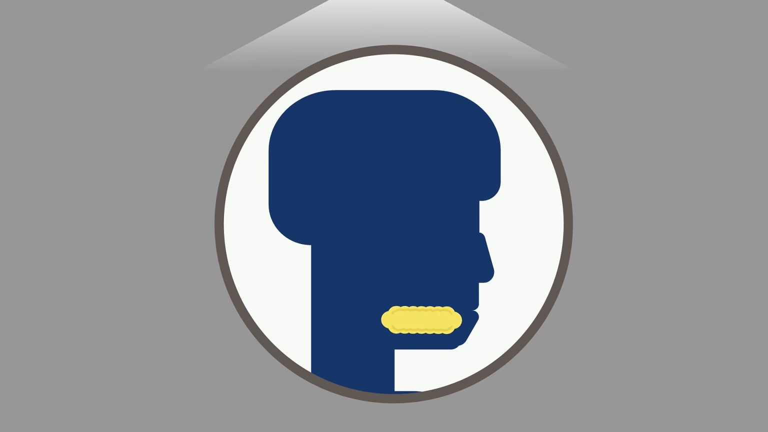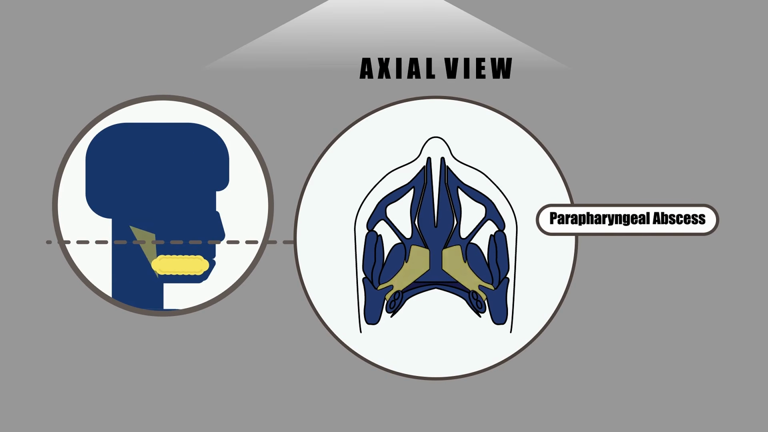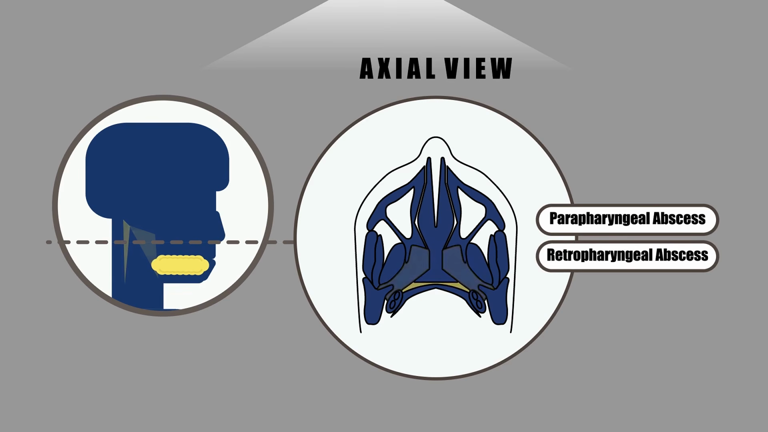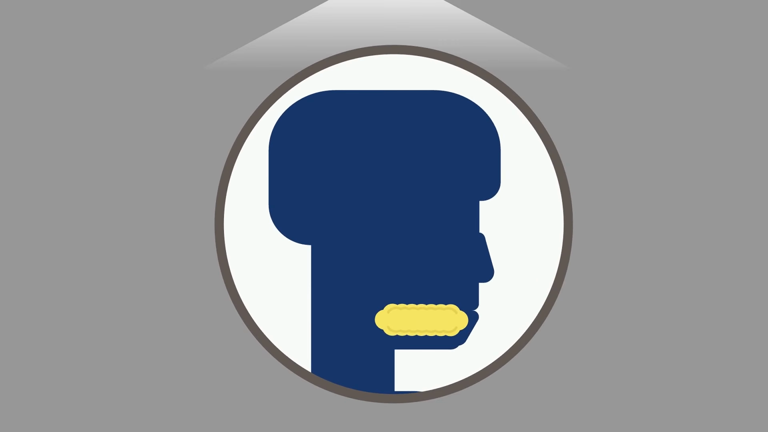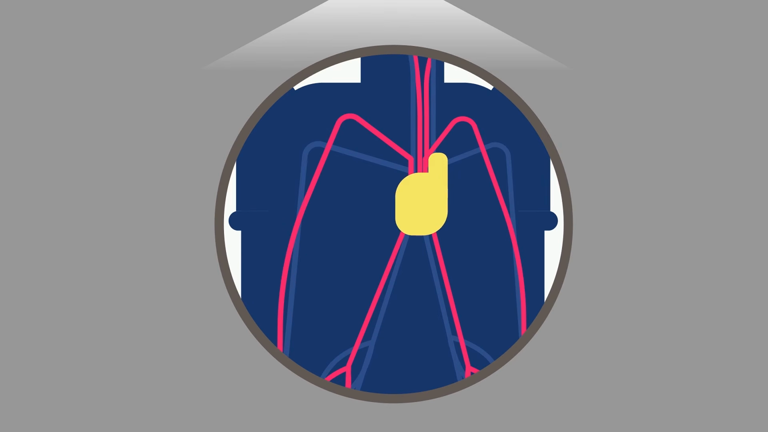Complications. The abscess or pus collection in Ludwig's angina can spread to nearby structures, causing parapharyngeal and retropharyngeal abscess. Airway obstruction, as it causes laryngeal edema, causing the larynx to swell up and obstructing the airflow. Septicemia. The infection can spread through blood to all parts of the body.